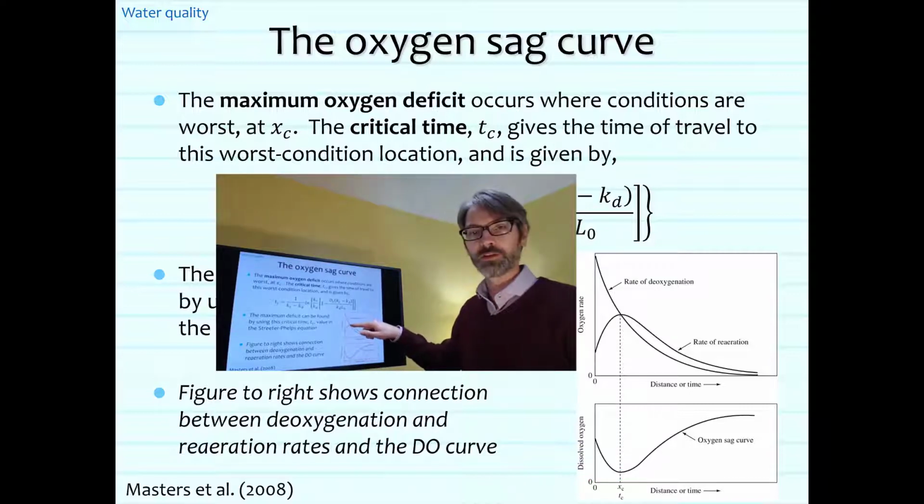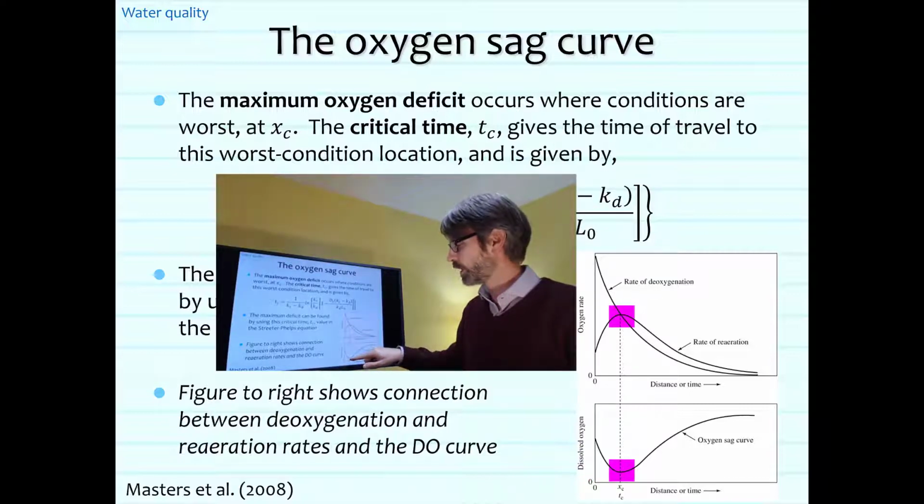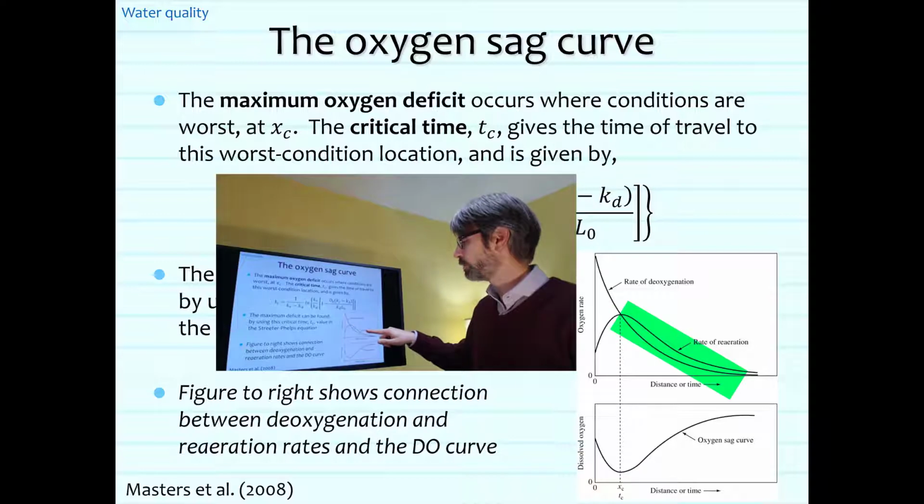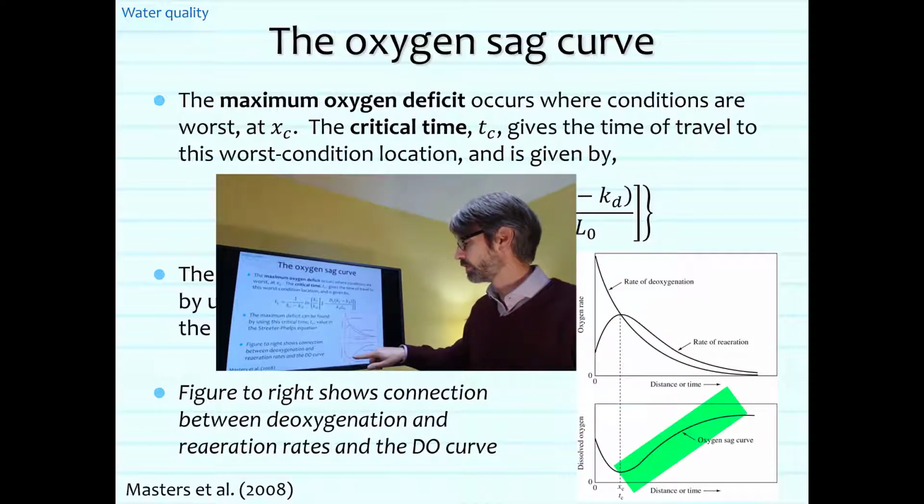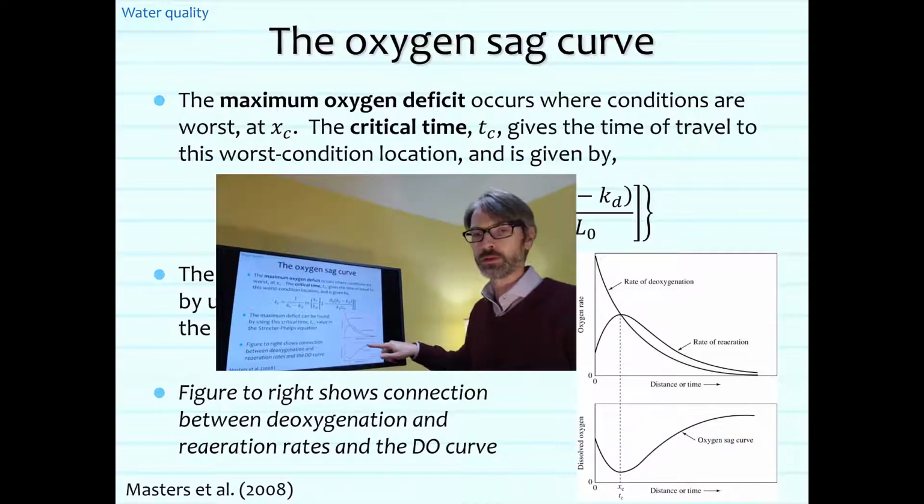At this point, they're exactly balanced. And so we end up with our minimum point down here on the oxygen sag curve. And then here we see the rate of reaeration is actually greater than the rate of deoxygenation. And so we see that there's some recovery here. So reaeration is a stronger process than deoxygenation here, and we go back towards our saturated value of dissolved oxygen.